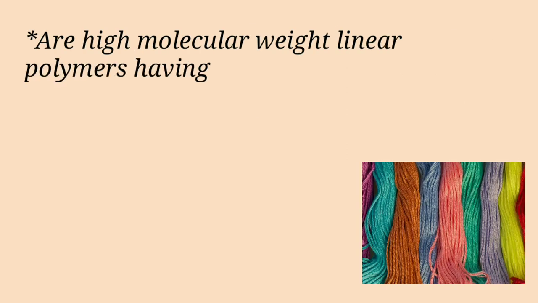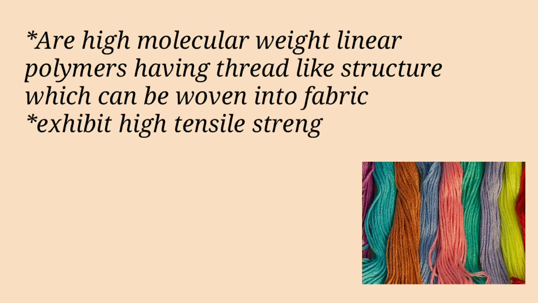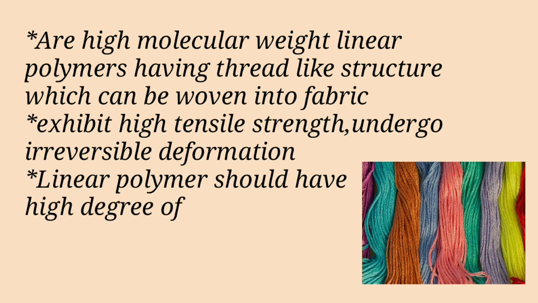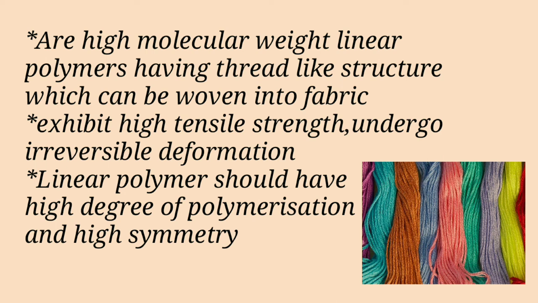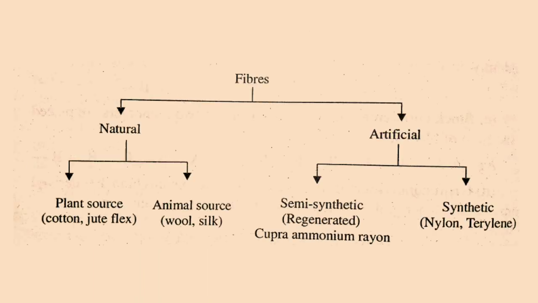Second is fibers. Fibers are high molecular weight linear polymers having thread-like structure which can be woven into fabric. Fibers exhibit high tensile strength, undergo irreversible deformation. The linear polymer should have high degree of polymerization and high symmetry. Fibers are classified on the basis of their sources and further on their chemical structure. Fibers are classified into two types, natural fibers and artificial fibers.